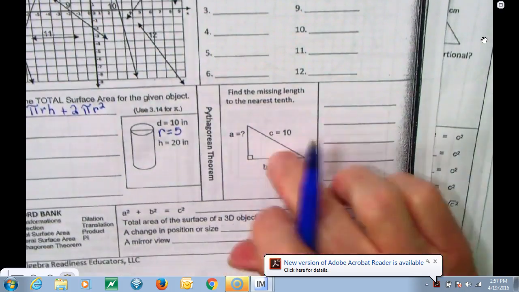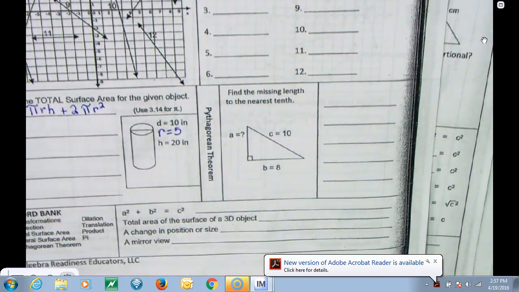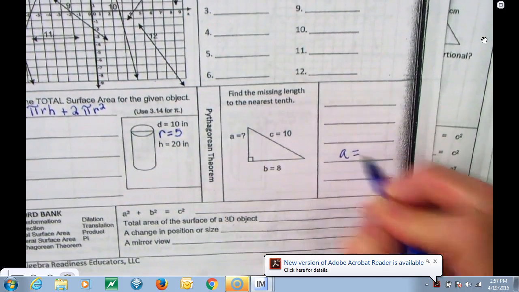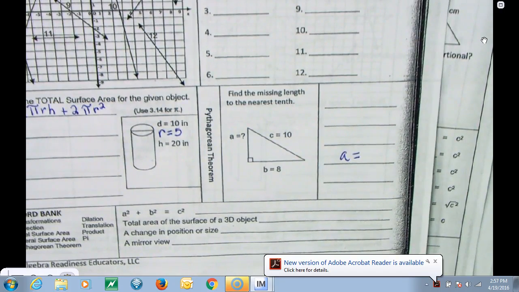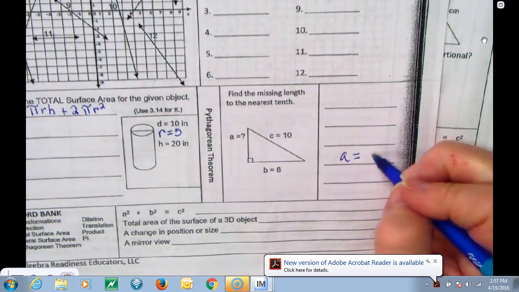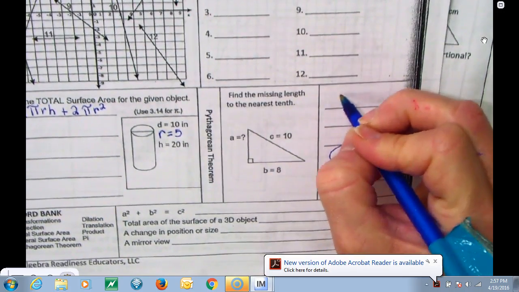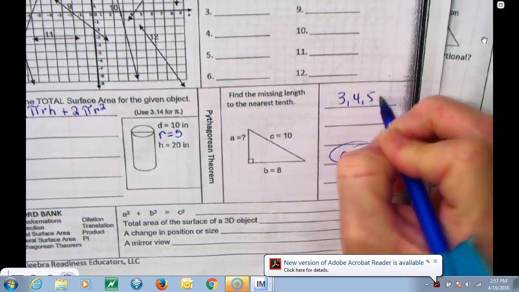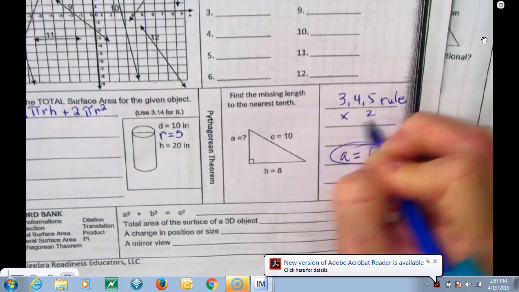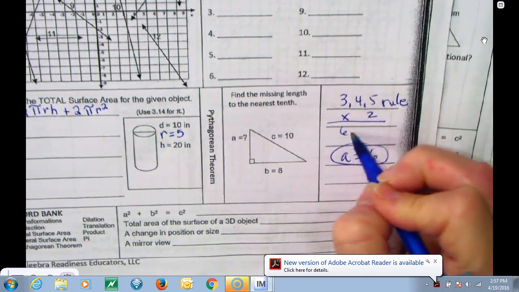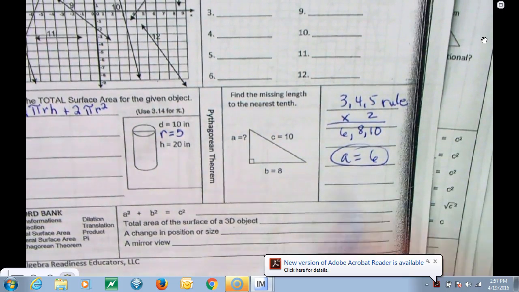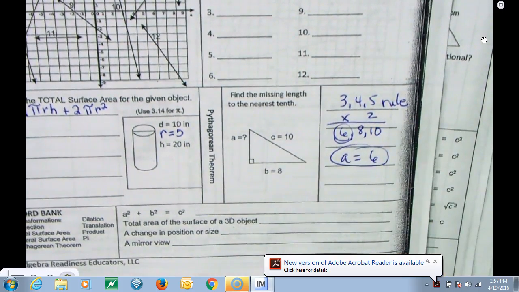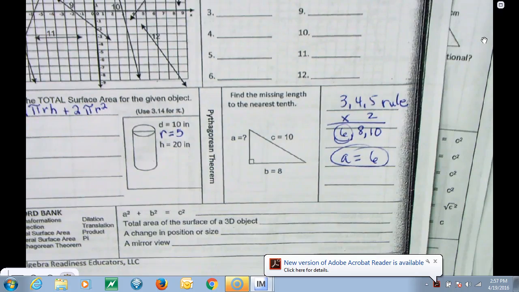Okay? Now, I already know A. I know what A is without doing any work. What's A? Why? Because of the 3, 4, 5 rule, times 2 is 6, 8, 10. So A is going to be 6. So easy.